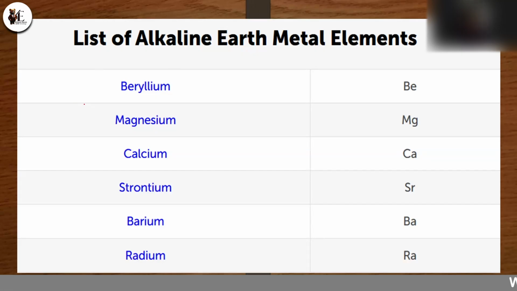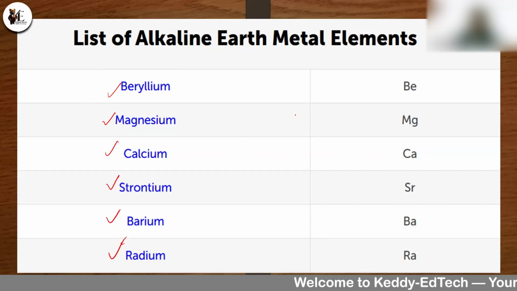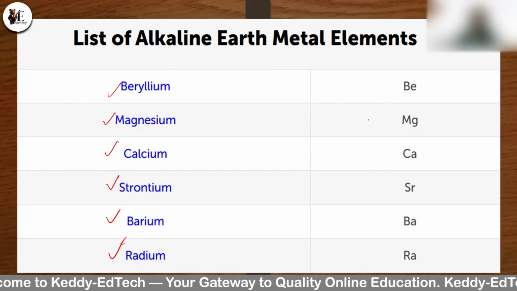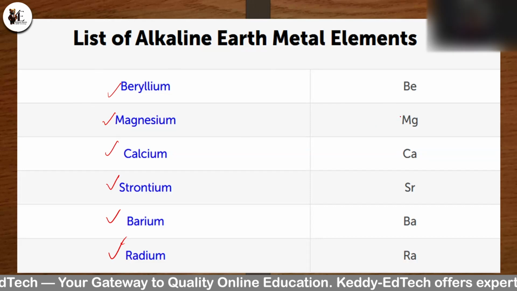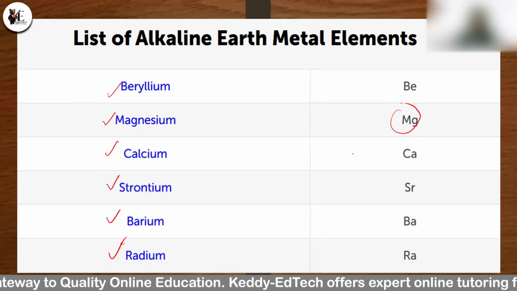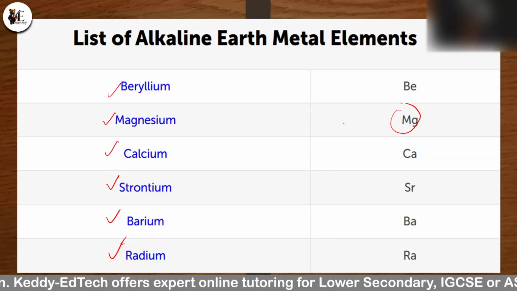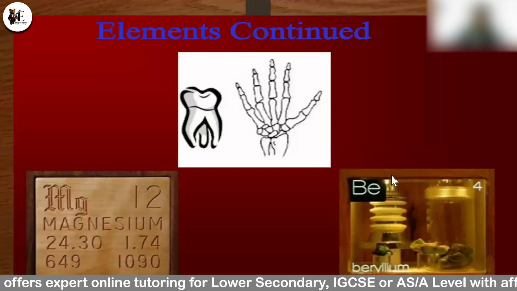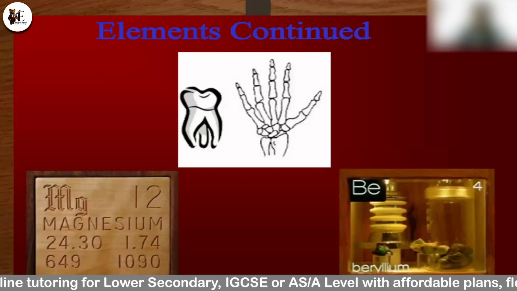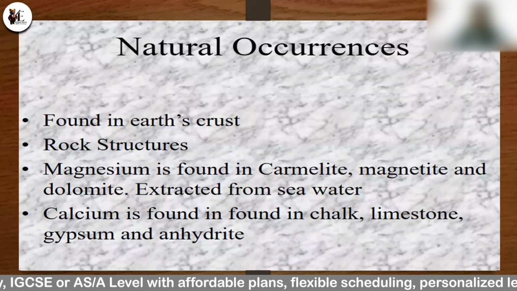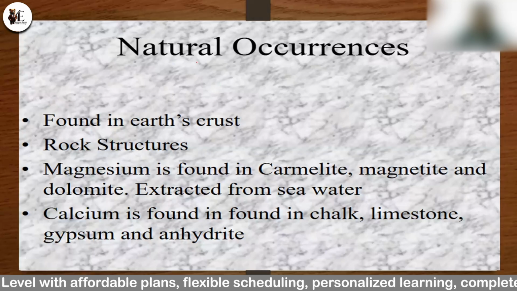Beryllium, magnesium, calcium, strontium, barium, radium. Yes, very good. What is the symbol for magnesium? It's Mg. Yes. What is the symbol for radium? It is Ra. Yes. We will study the uses of beryllium, magnesium, calcium, strontium, barium, and radium. First, where do they naturally occur, their natural occurrences.